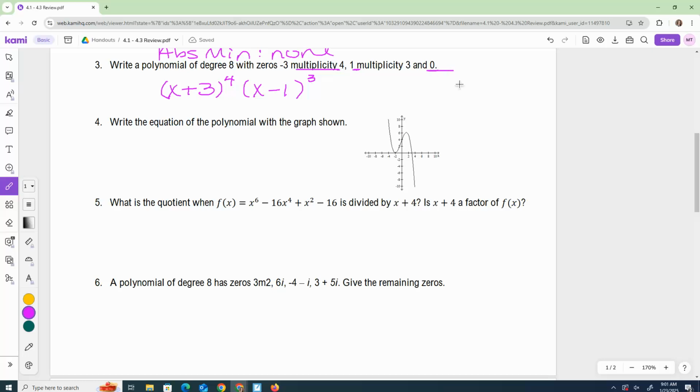And if 0 is a 0, what do we have to have? X minus 0, which is the same thing as just x, right? So just a plain x. And that's degree 8, because I have 4, 7, 8, all my x's.